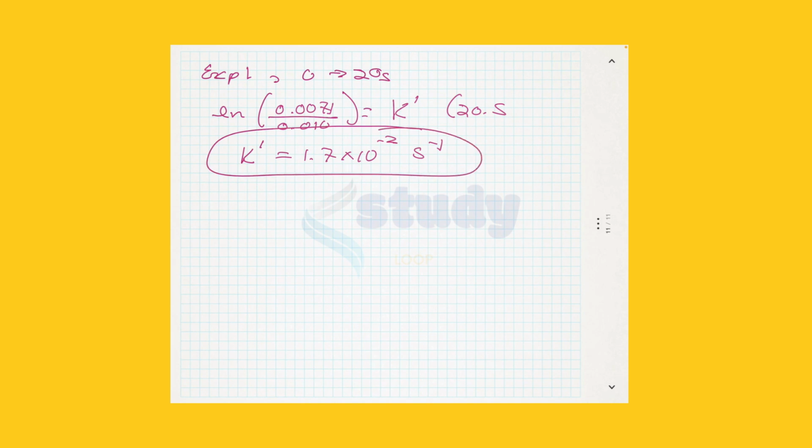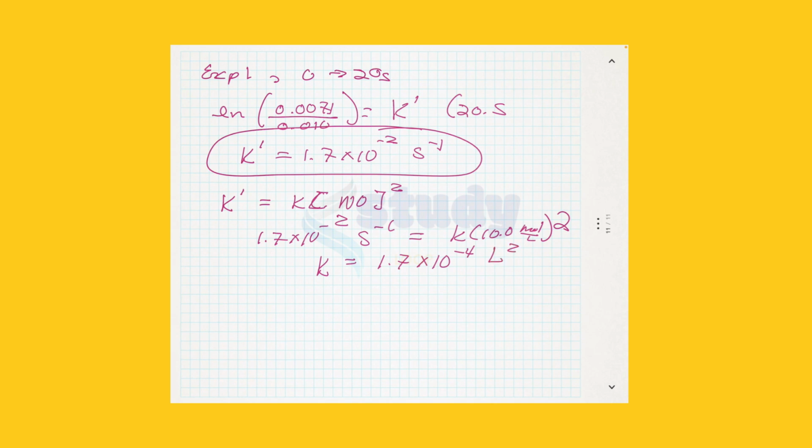Okay, then my k prime will equal k times [NO]^2, and that'll be 1.7 times 10 to the minus 2 s to the minus 1 equals k times 10.0 moles per liter squared, and I get a k of 1.7 times 10 to the minus 4 L^2 mole to the minus 2 s to the minus 1. Okay, so there will be my k with units.